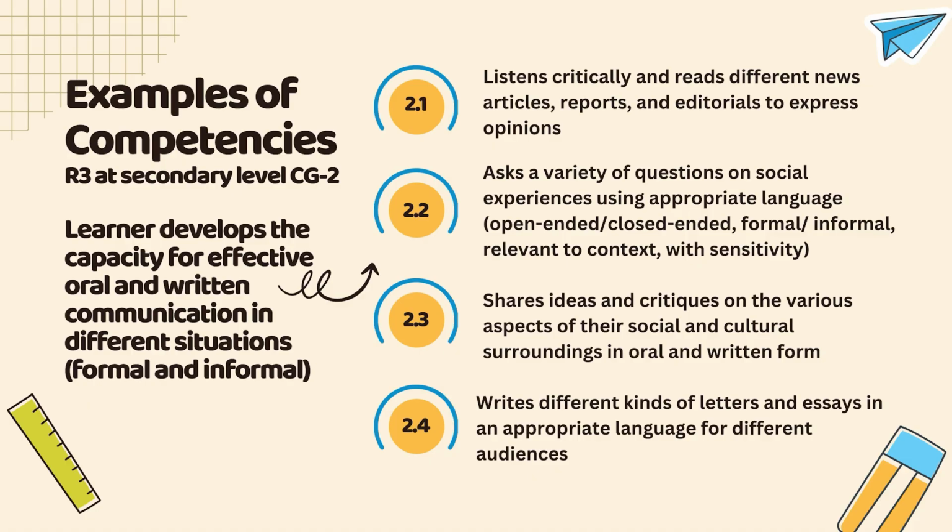Competency 2.3 says the learner shares ideas and critiques on the various aspects of their social and cultural surroundings in oral and written form. Competency 2.4 says the learner writes different kinds of letters and essays in appropriate language for different audiences. And C 5.3 says the learner becomes familiar with some of the major word games in languages. For example, palindromes, spoonisms, sentences without given letters or sounds, riddles, jokes, antakshris, anagrams, etc.